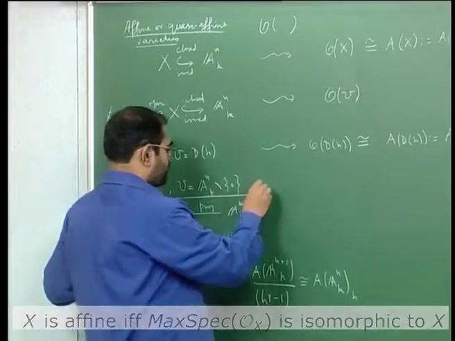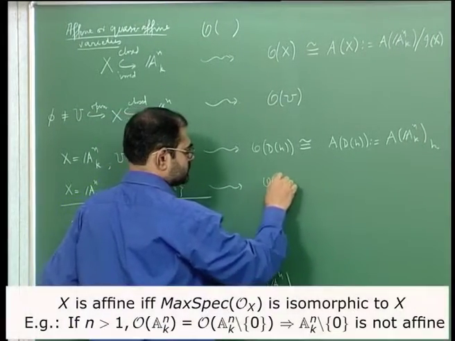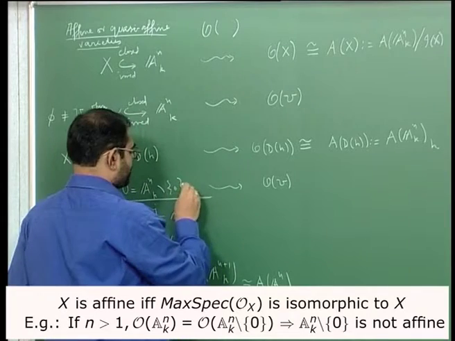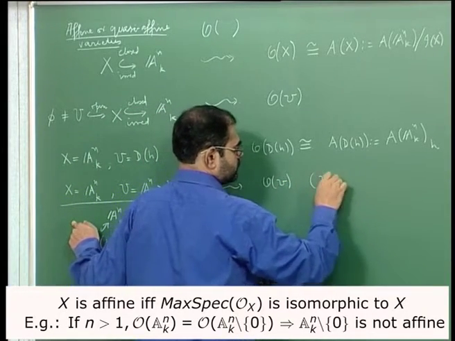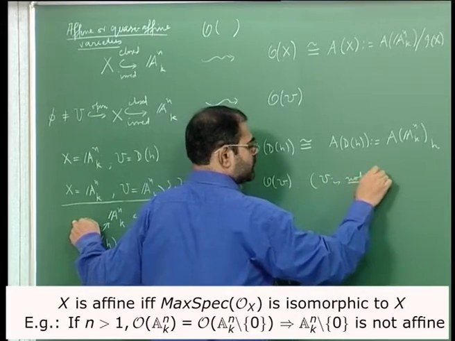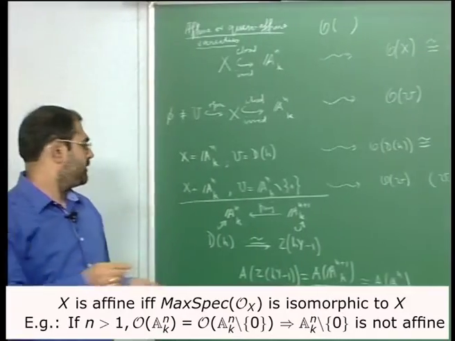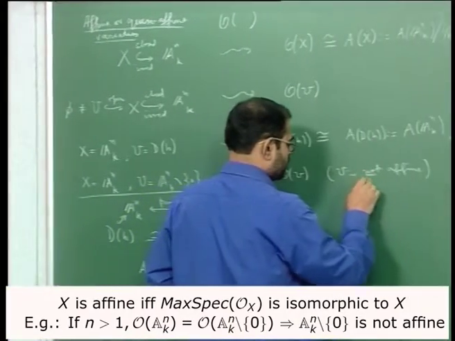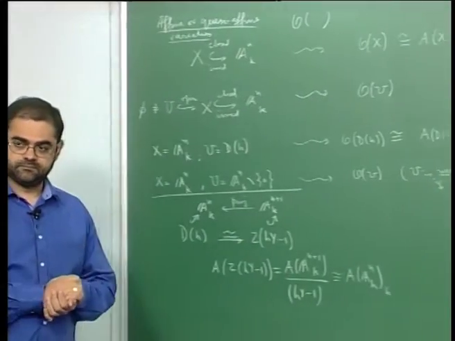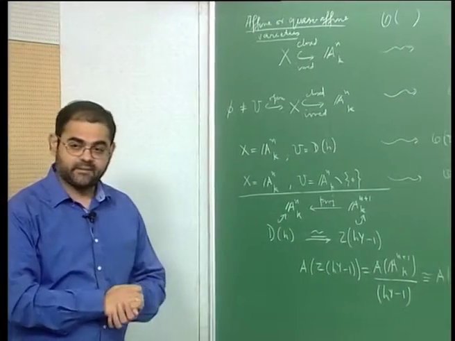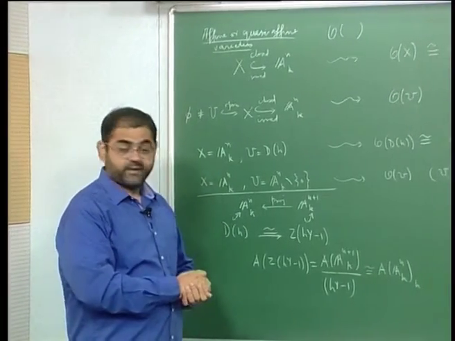I was trying to tell you that here U is not affine. U is not affine if n is greater than 1. By that I mean U is not isomorphic to any affine variety, provided n is greater than 1.